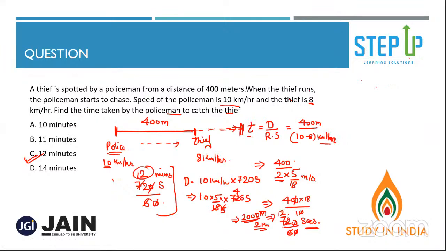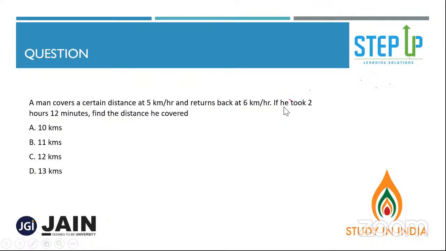Okay, somebody is asking something. How did the person travel 1600 meter? It's also 2000 meter. 2000 meter, right? 2000 meter is nothing but 2 kilometer. Fine. All right. How about this?